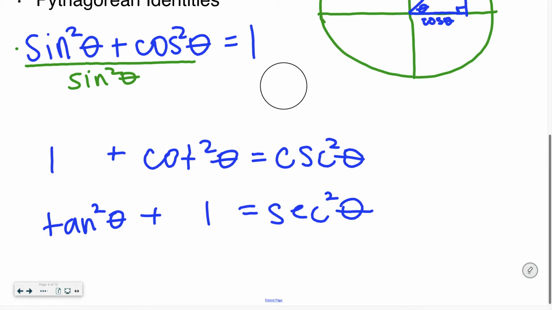Okay. Now imagine doing that, except this time we're going to divide both sides by cosine squared. Well, sine squared divided by cosine squared gives us the tangent squared. Cosine squared divided by cosine squared gives us the 1. And then 1 divided by cosine squared gives us the secant squared. Okay.